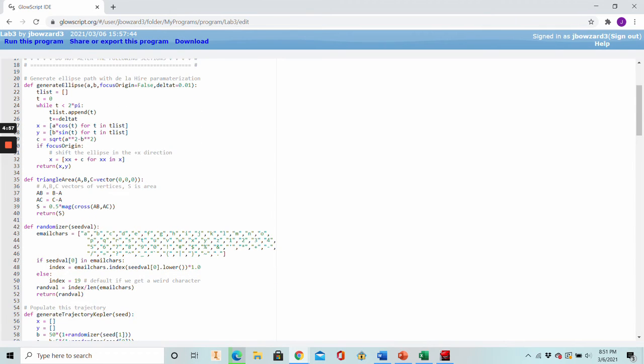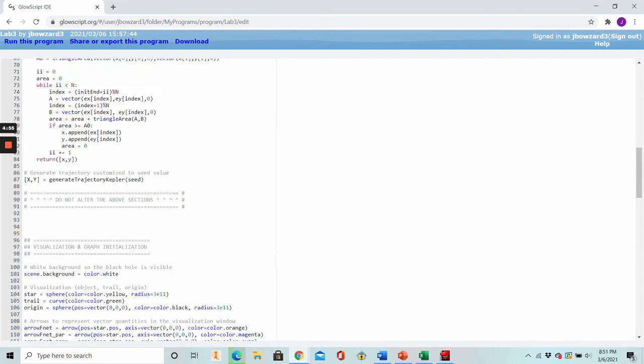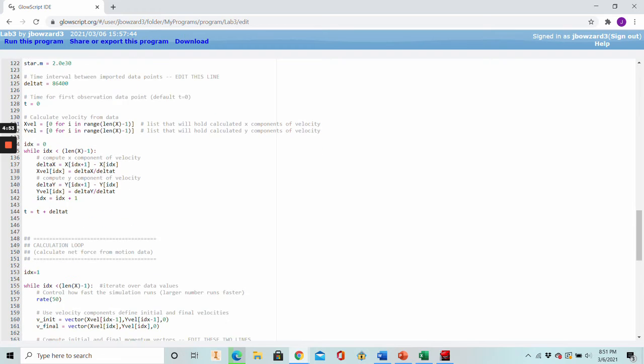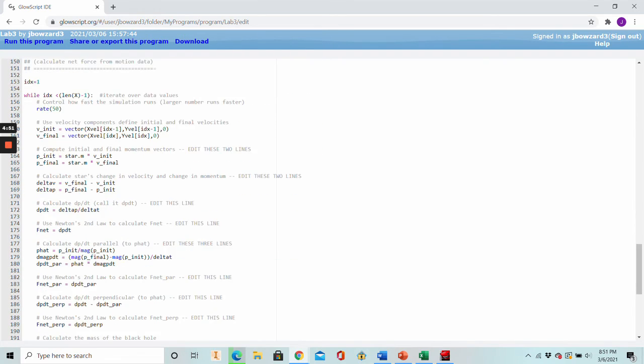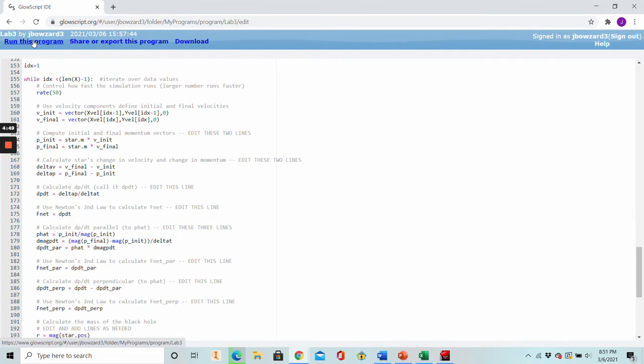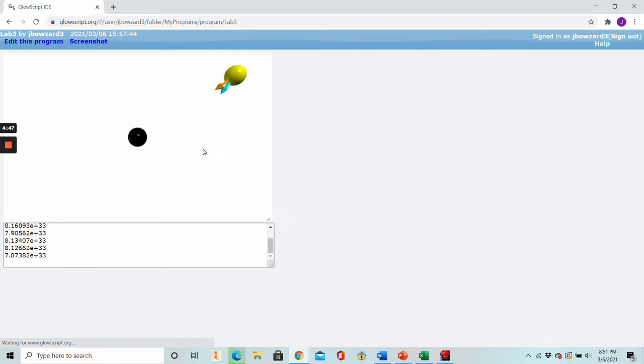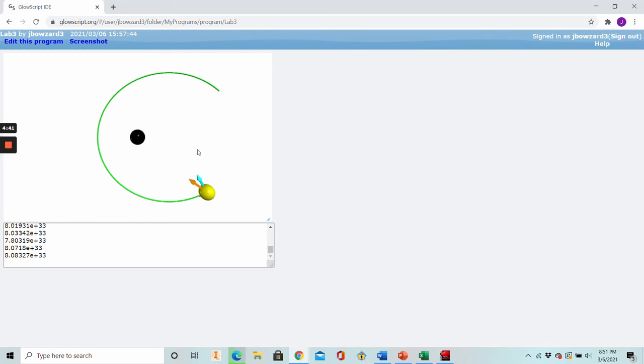Here's another quick look at my code. In case you want a closer look, the link is in the description of the video. If the program is run, you can see the elliptical path that the star takes around the black hole. Notice that as the star gets closer to the hole, the force vectors increase in magnitude and vice versa. This is because in the gravitational attraction equation, the magnitude of the distance r between the two objects is in the denominator, so when this value decreases, the overall net force increases.